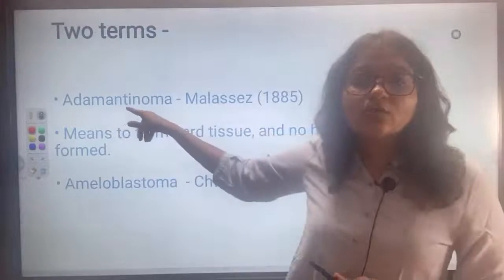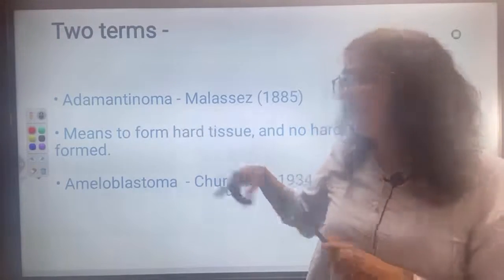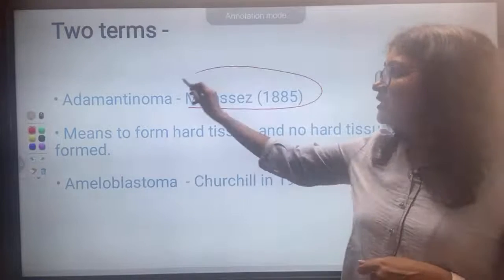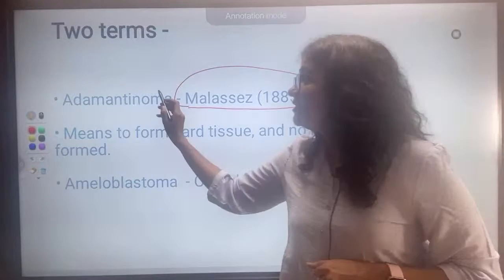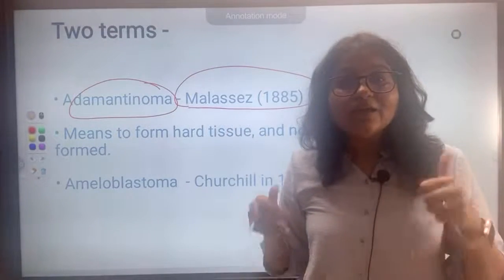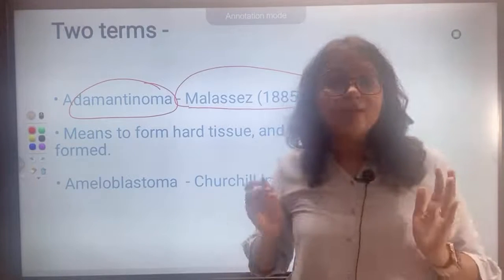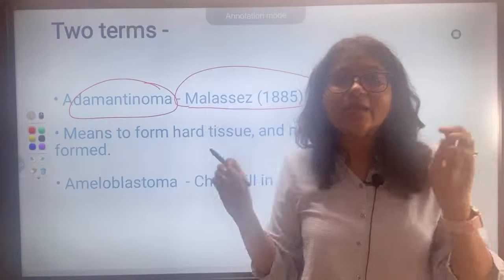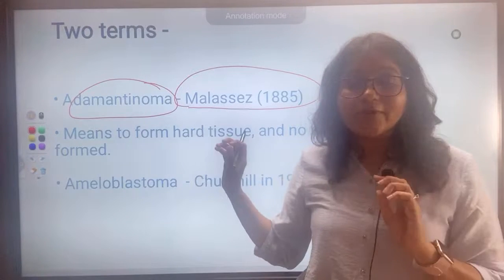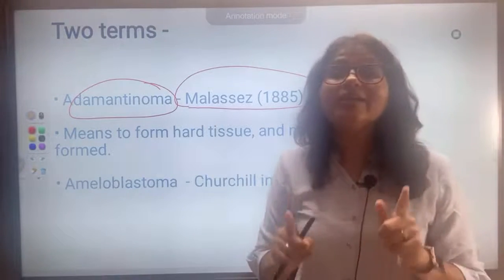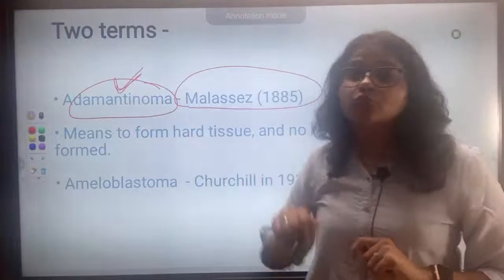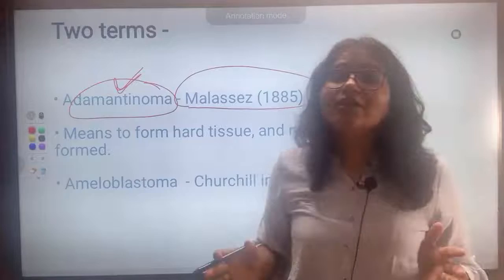What was the first name given to it? Adamantinoma, right? Who gave the term adamantinoma? It was given by Malassez in 1885. But what is the meaning of this word adamantinoma? This word means to form hard tissue, and there is no hard tissue formation. Only odontogenic cells will mutate, and a tumor will be formed. They do not differentiate to the level that they form enamel. So the word means to form hard tissue, but there was no hard tissue formation.